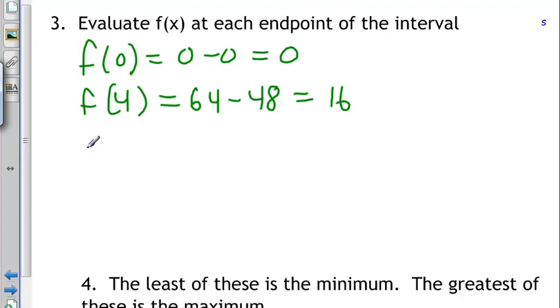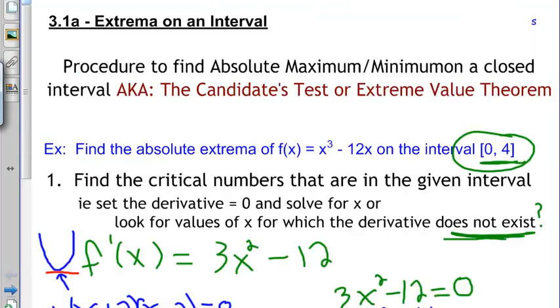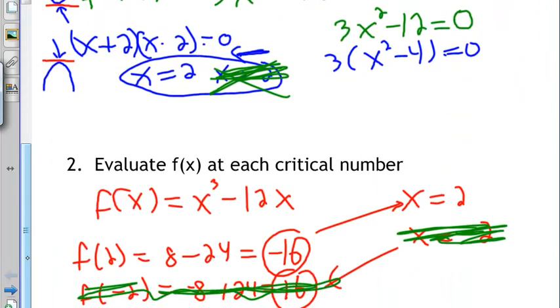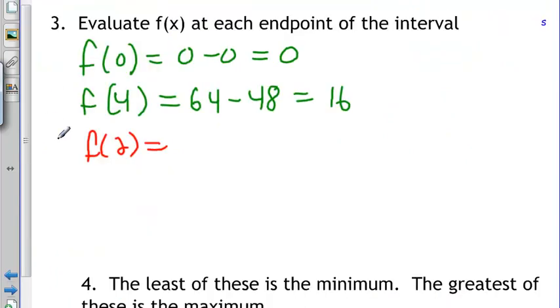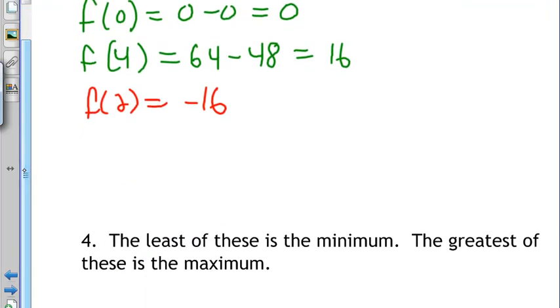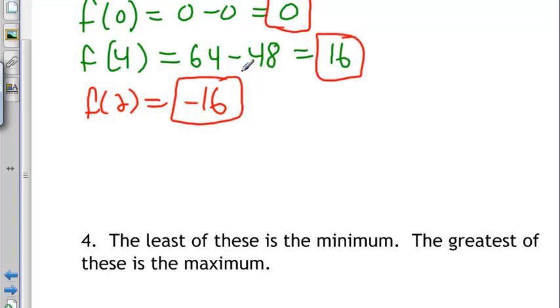So here's what I've got, and we carry over from earlier. We said that f of 2 was equal to something as well. Let's see what we said f of 2 is equal to: -16. So f of 2 is equal to -16, so let's keep that with us. It's pretty simple. All we have to do is look at these values right here. These are the heights. This is a height of 0, this is a height of 16, this is a height of -16. Which one of these is the smallest? That's our minimum. So it's pretty straightforward.